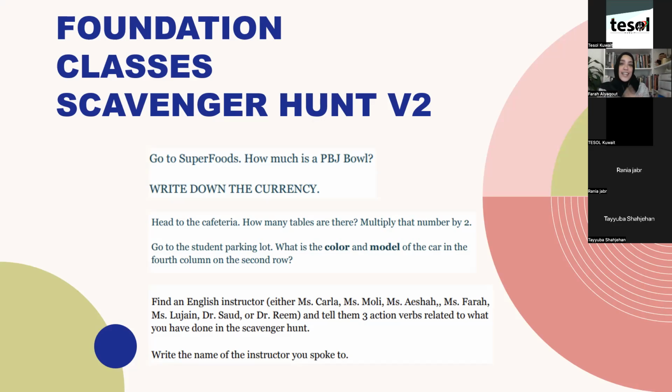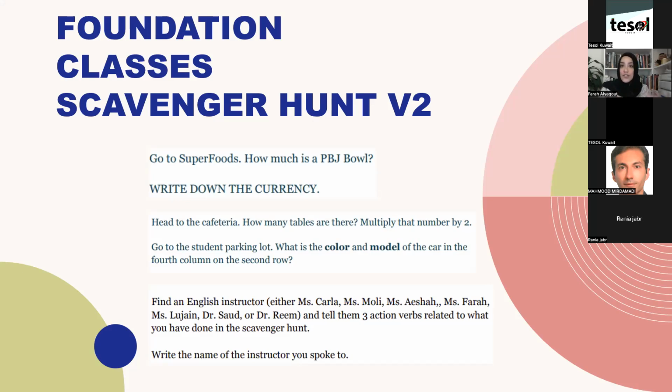And some of the things that I had asked them to do is go to Superfoods, which is one of the restaurants we have in our college. How much is a PBJ bowl? Which meant they had to read and find that bowl on the menu. Then they had to tell me exactly how much it costs, and they had to write down the currency, which means they needed to understand what the word currency means, العملة. So KD or KWD is what I would have accepted. Head to the cafeteria, how many tables are there? Multiply that number by 2.